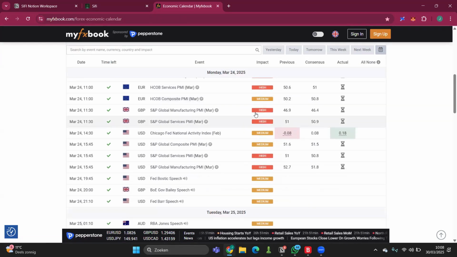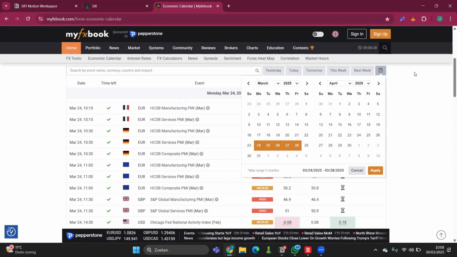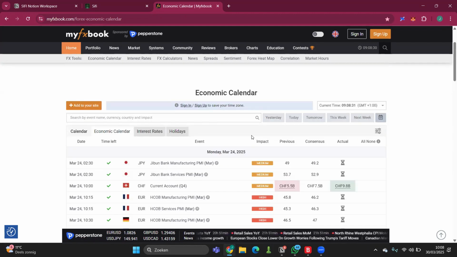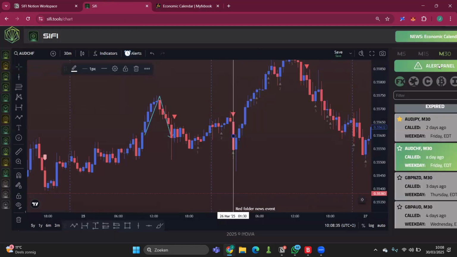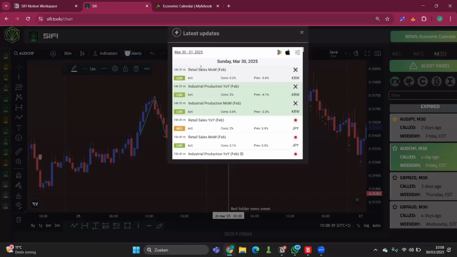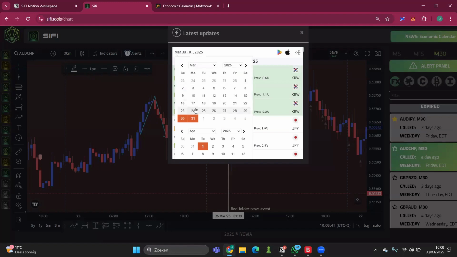I can, by the way, go over the news very quickly to show you guys how we do that. We have a news economic calendar right here in SIFI. Okay, but this doesn't allow me to go back, I believe. Oh yeah, it does. That's cool. So Monday till Friday.